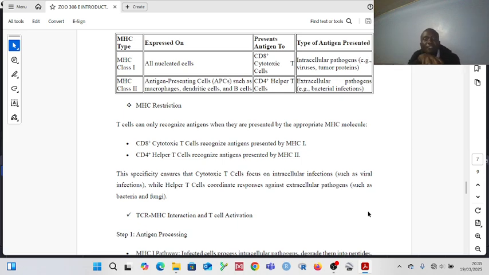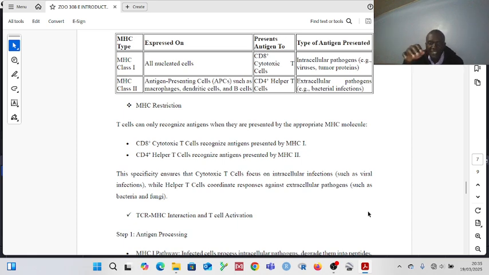The CD4 helper T cells will only recognize antigens that are presented by MHC class 2. So when the MHC class 2 presents antigens, then only the CD4 helper T cells will recognize them. Okay. When the MHC class 1 presents antigens, only the CD8 cytotoxic T cells will recognize them.